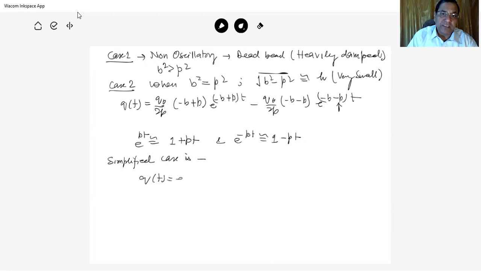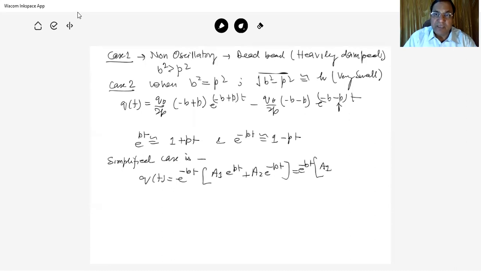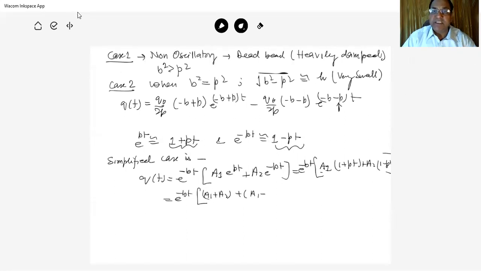Q(t) is equal to e raised to the power minus bt, कॉमन ले लिया, और A1 e raised to the power pt plus A2 e raised to the power minus pt, ये कॉमन. तो e raised to the power minus bt और A1 के साथ क्या हो जाएगा, this is 1 plus pt, और A2 के साथ क्या होगा, 1 minus pt. तो ये e raised to the power minus bt, this is the 1, तो A1 plus A2 plus A1 minus A2 p of t.